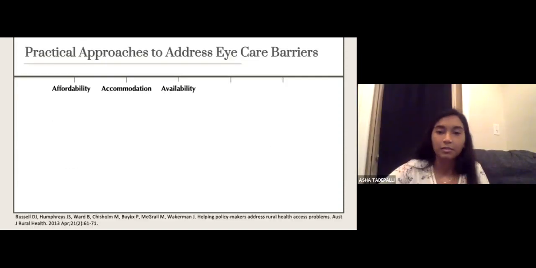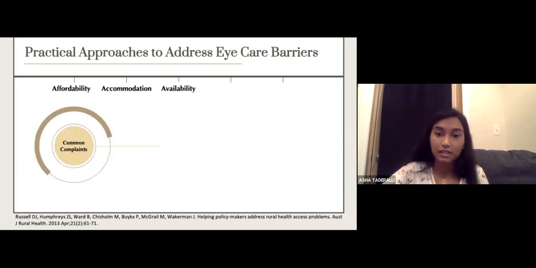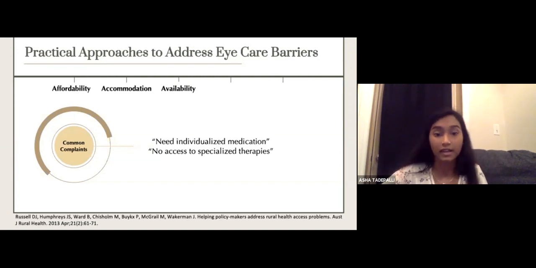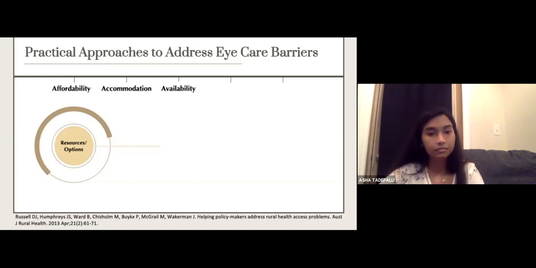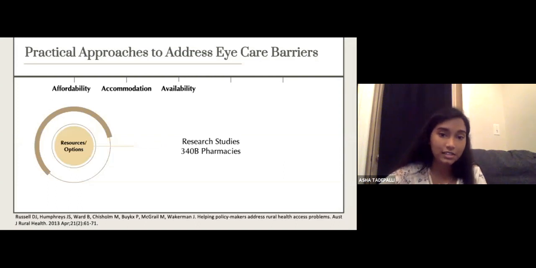When we look at availability, this kind of ties into accommodation and less like affordability. It's more like what resources are available to us. Looking at specific issues, so right services, right resources to meet the community that you're serving. Common complaints that you might hear is that you might need individualized medication or no access to specialized therapies. Resources and options that we'll go over here are research studies and 340B pharmacies.